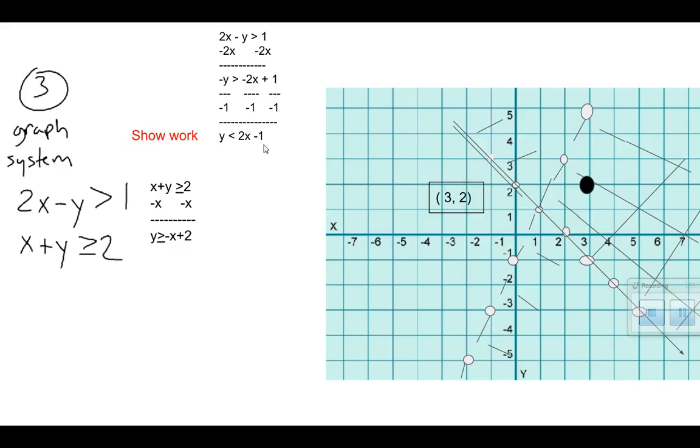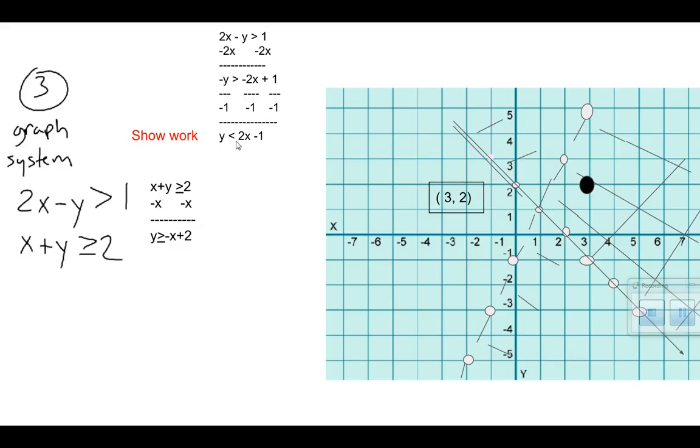The second equation, to solve that for y a little bit easier, all I had to do was subtract x on both sides, and that gives me y greater than negative x plus 2. When I graph it, this one has a y-intercept of negative 1.